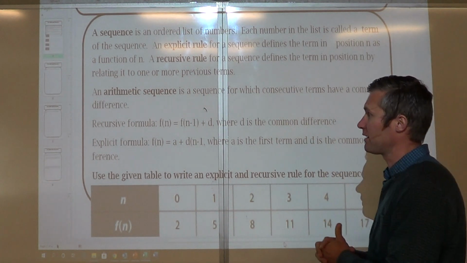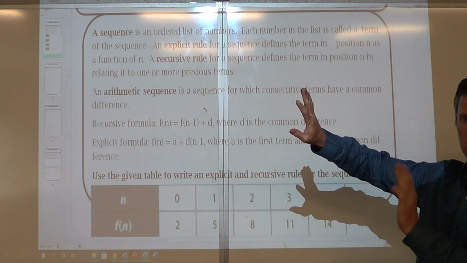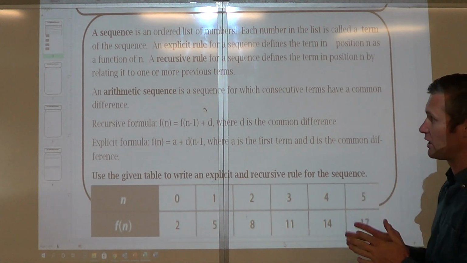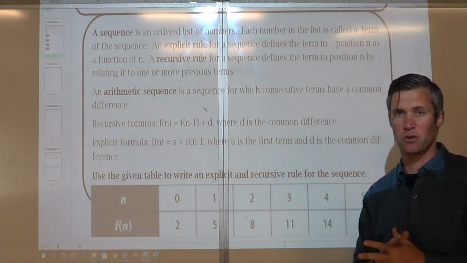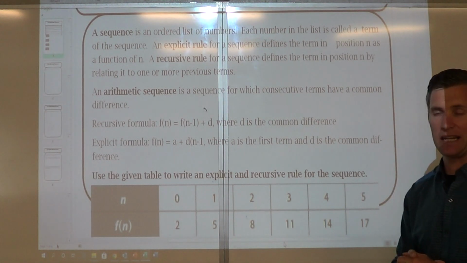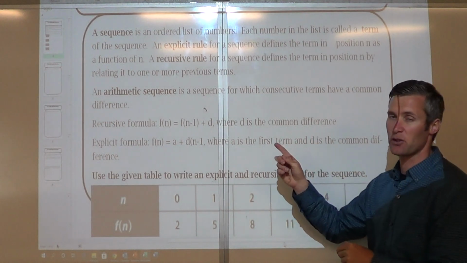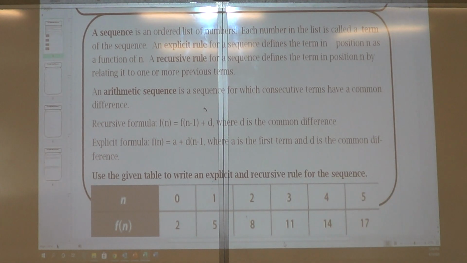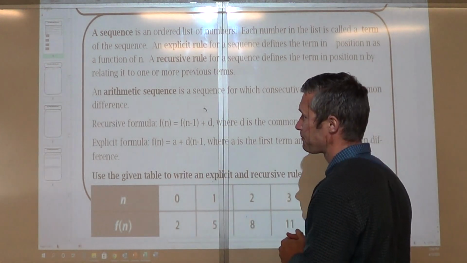The term number is the spot it's in. There's the first term, where it starts out, then it goes on. We're going to write an explicit rule, which is a rule based upon the position it's in. A recursive rule is always about what's in front of it. To write a recursive rule, I'd say we're adding 5 to the term in front of it.